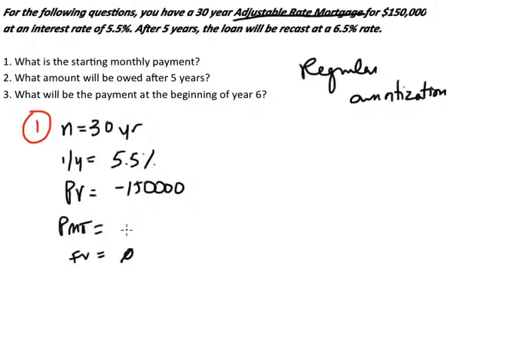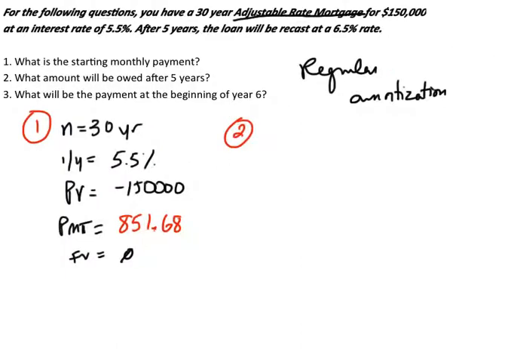So I'm going to do 30 second N, 5.5 I/Y, $150,000, make it negative for PV, payment 0, future value, compute the payment. And the payment is going to be $851.68. If you need to take a second and pause, go ahead and do so right now, but I'm going to move right on.